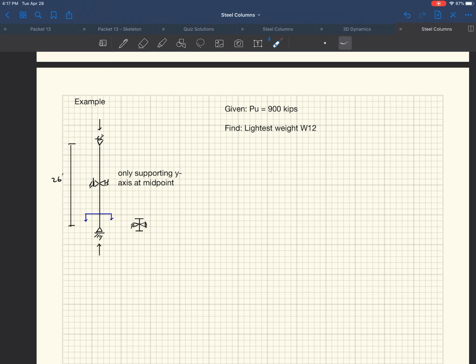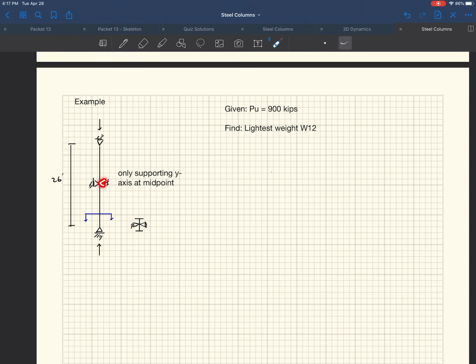Okay, the strong axis is going into and out of the board. That's what this is trying to show. So if you were to look down on this thing, it would look like this. It'd be the I-beam. So that means that the I-beam is kind of going into it. The strong axis is going into and out of the board here.